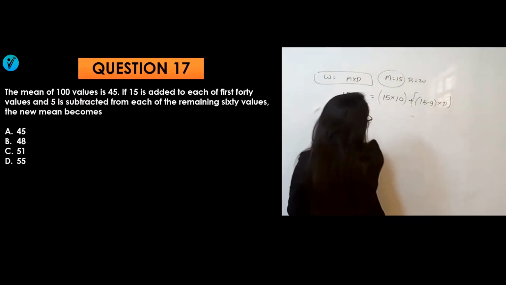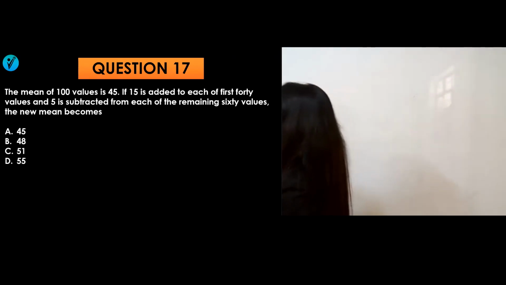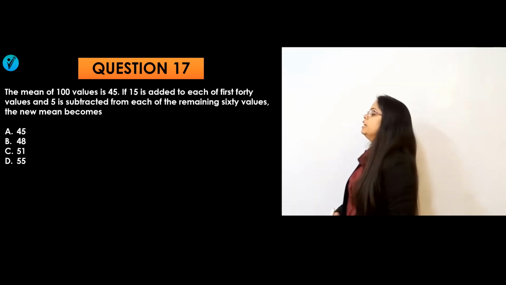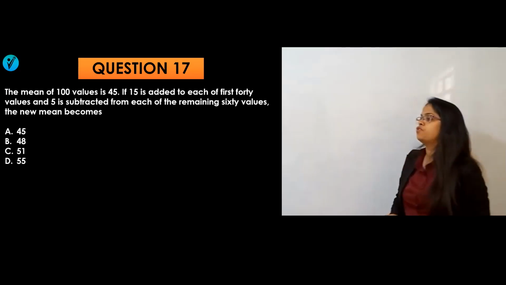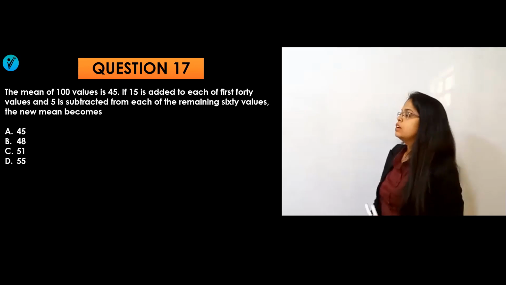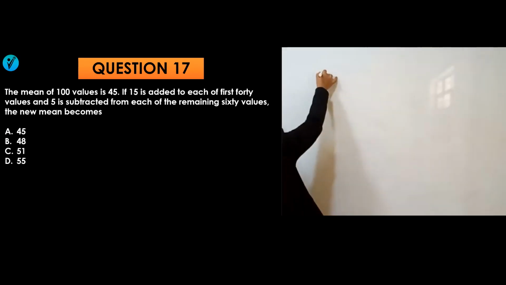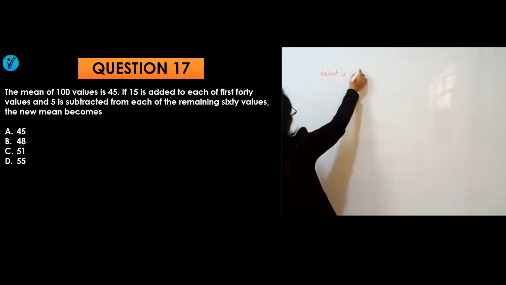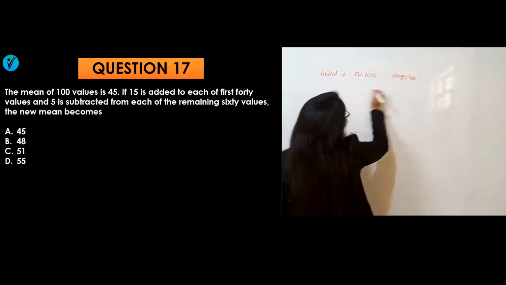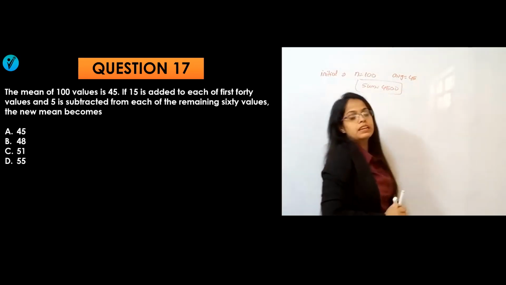Question number 17 is here. The mean of 100 values is 45. If 15 is added to each of the first 40 values and 5 is subtracted from each of the remaining 60 values, the new mean will become what? What will be the total sum initially? I know that number of observations are 100 and average is 45. Average means mean. So I can say that sum will be equal to 4500.